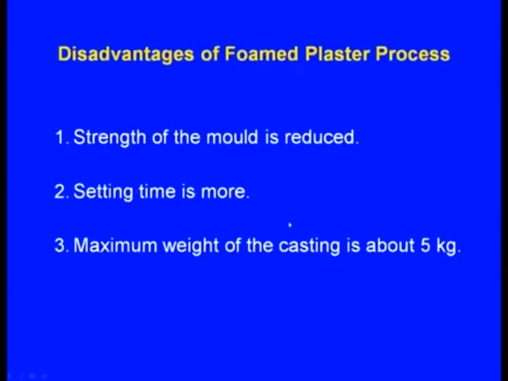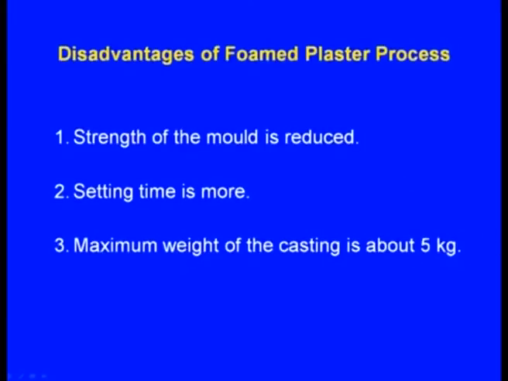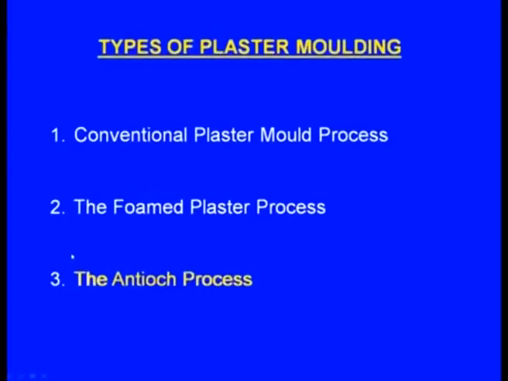Next one, the setting time is more. Maximum weight of the casting is about 5 kgs, whereas in the case of the first one up to 7 kgs can be made, because here the mold's strength is less, so only 5 kgs can be made. Finally the third one, the Antioch process.